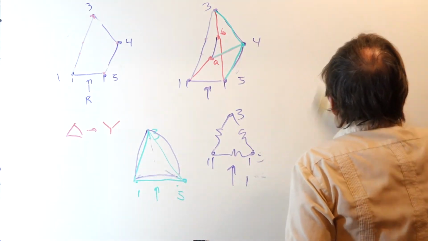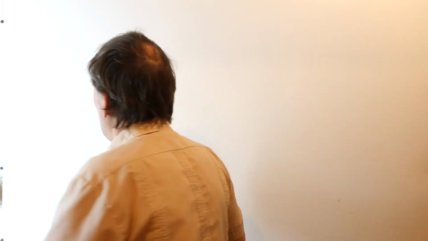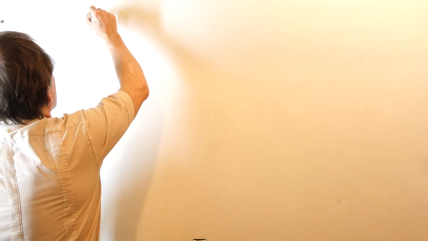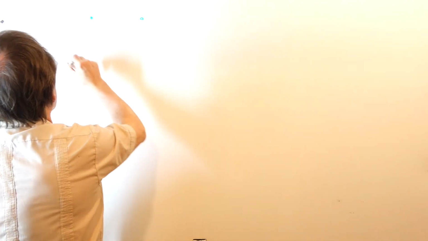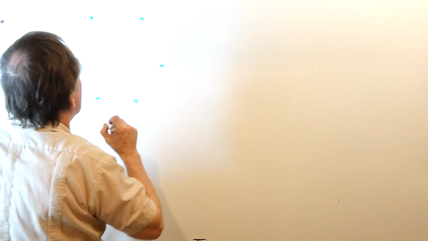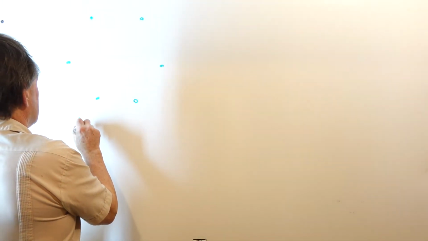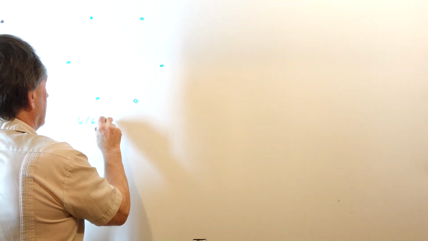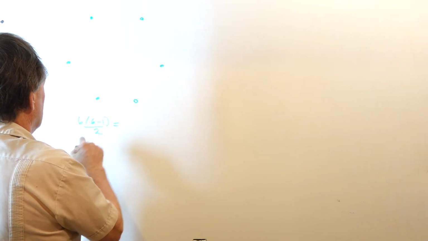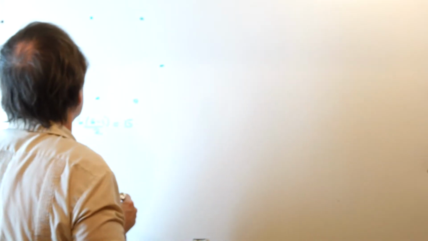Now, I'll do one last one here. Now let's look at a 6-node network where we'll have the nodes on the vertices of a hexagon. Now with the hexagon being 6 nodes, we have to have 6 times 6 minus 1 divided by 2 branches. So it's 5 times 3 or 15 branches that we need.